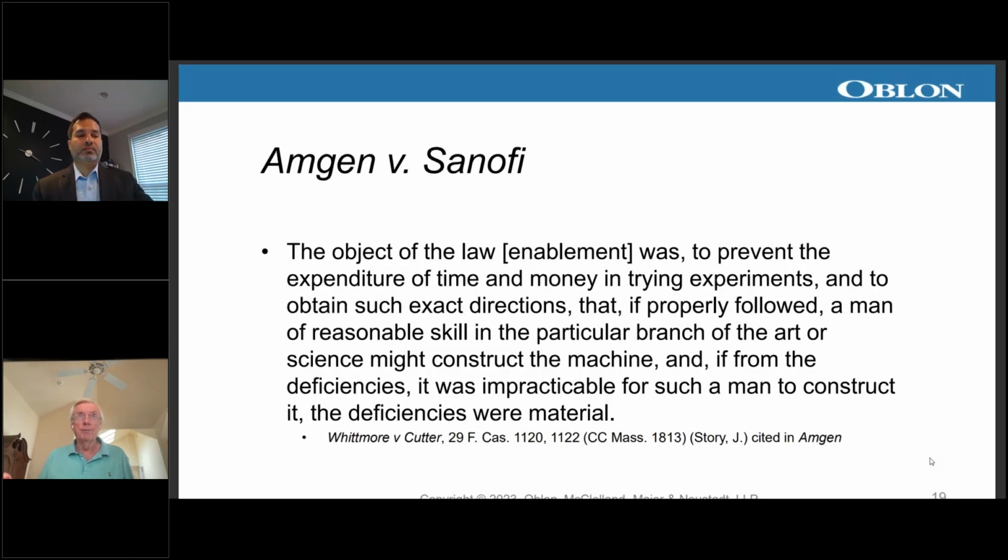And the concept of enablement was to prevent the expenditure of time and money in trying experiments where the deficiencies made it impractical for such a man to construct it. In other words, if it was something where the ordinary skill of the mechanic could follow the patent, make the necessary changes, and get the result, it was going to be enabled. But if he couldn't, without a lot of experiments beyond what was normal, it was not enabled. In Amgen, you had a very small percentage of the antibodies which were going to work.